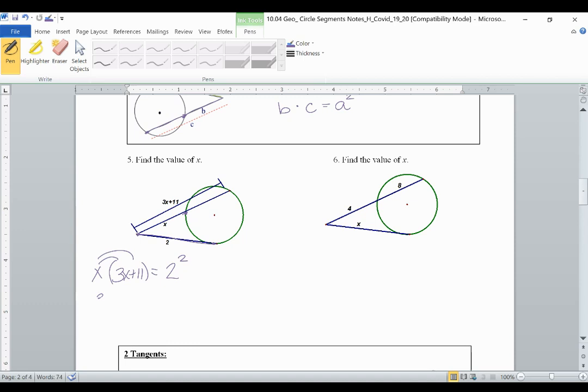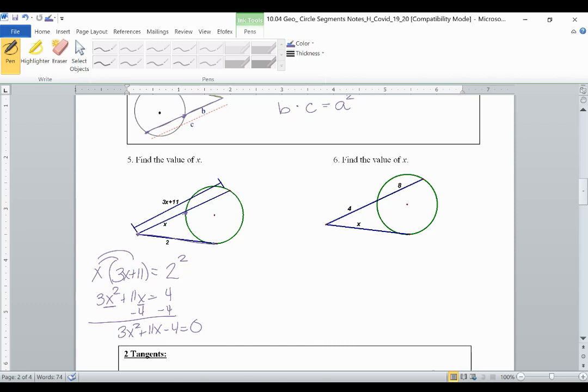So we distribute in, we get 3x squared plus 11x equals 4. I have an x squared and an x. Anytime I have an x squared and an x, I want to get it equal to 0, and I want to keep x squared positive. So I'm subtracting over my 4 right here, getting it equal to 0.